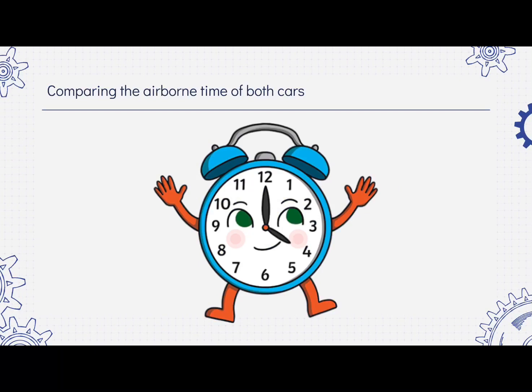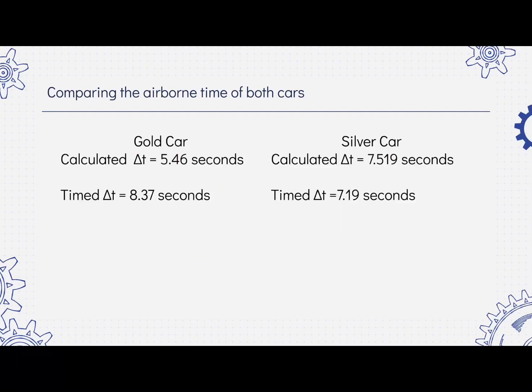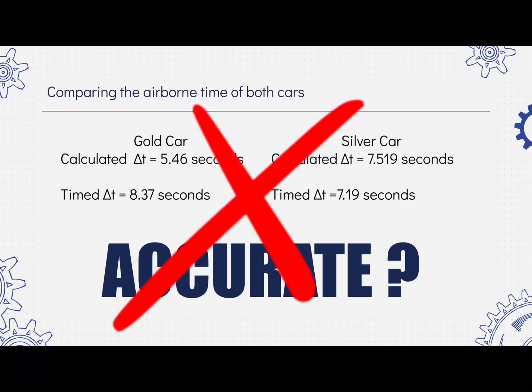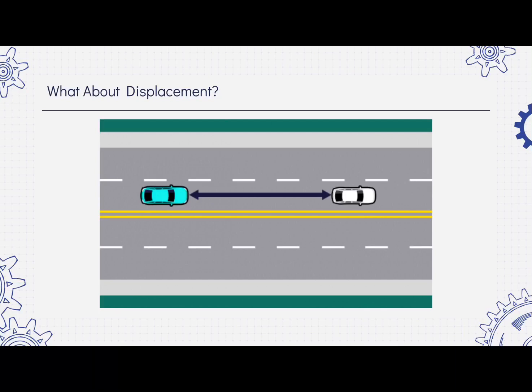First, I compared the airborne times of both cars. Upon timing the scene, I found that the silver car spent 7.19 seconds in the air, while the gold car spent 8.37 seconds in the air. According to my calculations, the silver car spends 7.519 seconds in the air, and the gold car spends 5.46 seconds airborne. The silver car should have spent almost 2 more seconds in the air than the gold one, unlike in the scene. Is this accurate? No, it is not.